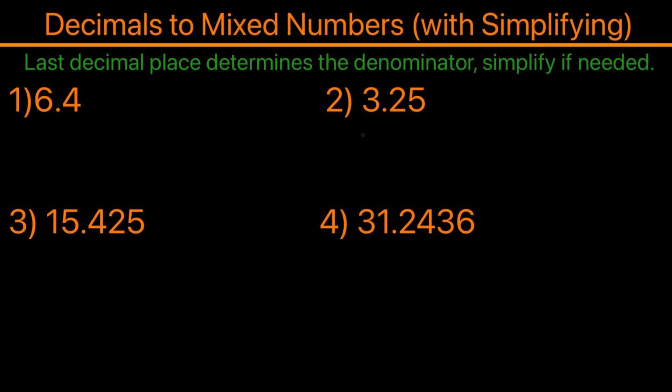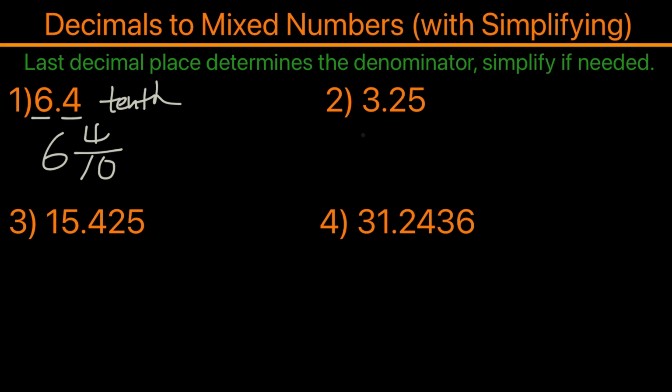For the first example, we have 6.4. So we'll first look at the last decimal place here, which is 0.4. This is the 10th value. So the denominator would be 10. And 4 would be the numerator. And since 6 is the whole number, we would just place the 6 here. So that would be the mixed number.